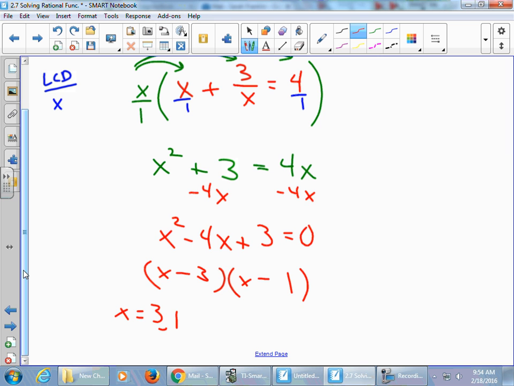Exactly, and I don't go and check, I'm honest, I don't. The only thing that I do is check, would putting that in the denominator give me 0? No, but if this would have been x minus 1 in the denominator, would putting in 1 give me 0? So then I would have to cross it off. These work. I'm good.